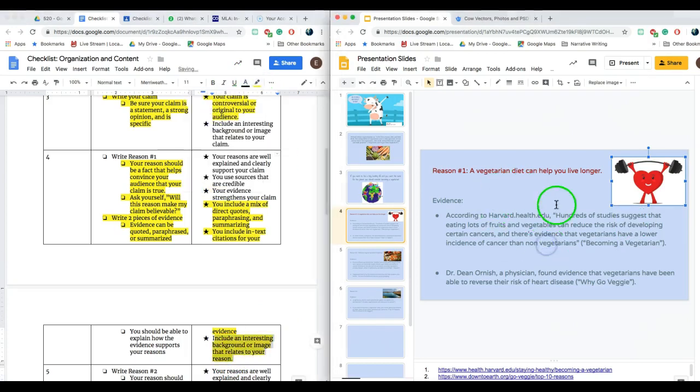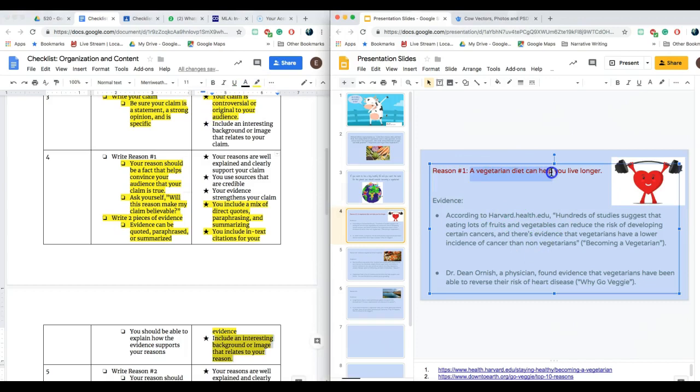Okay, let's look at the evidence really quick. So really what I have to do is ask myself, does my evidence match my reason? Again, my reason is a vegetarian diet can help you live longer. So my evidence needs to talk about a vegetarian diet and living longer. So the first piece of evidence says, according to harvardhealth.edu, hundreds of studies suggest that eating lots of fruits and vegetables can reduce the risk of developing certain cancers. And there's evidence that vegetarians have a lower incidence of cancer than non-vegetarians.